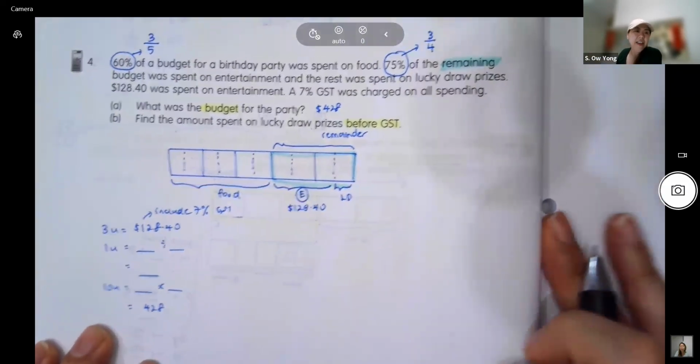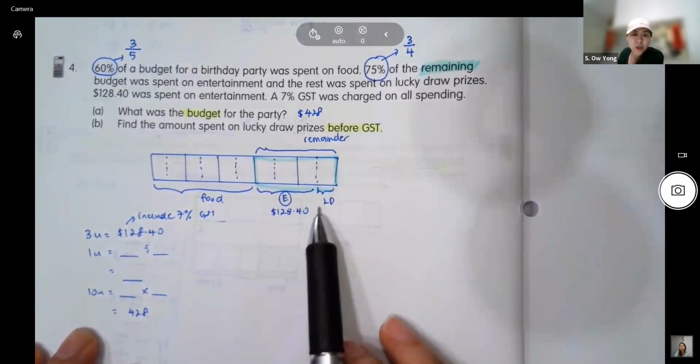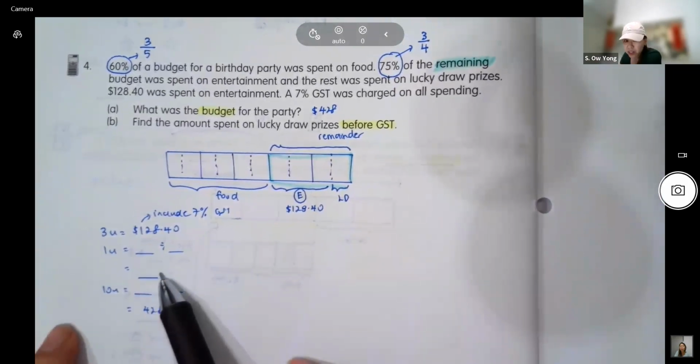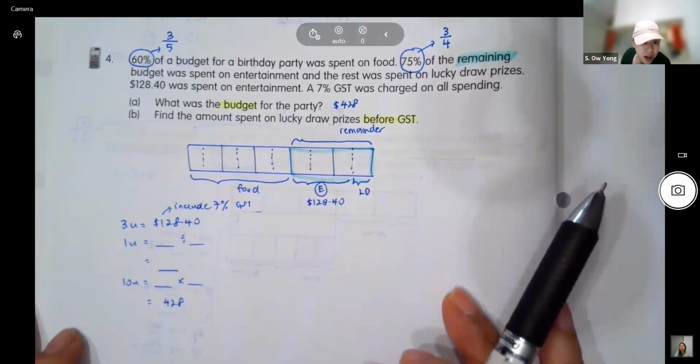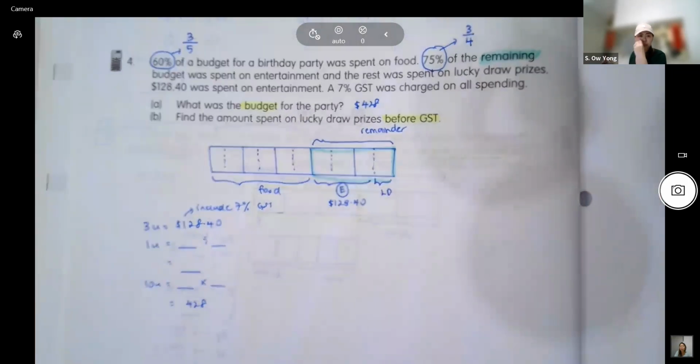Then they say, find the amount of money spent on the lucky draw before GST. Take note, lucky draw is 1 unit only. Whatever you found here, that includes the GST. What I mean is this. When I say that it includes GST, let me focus again.